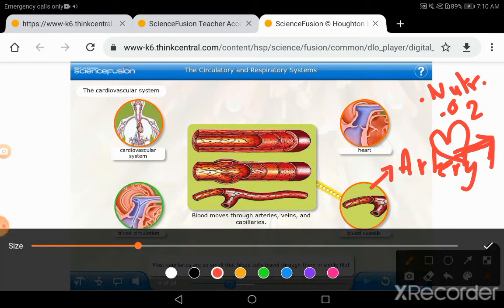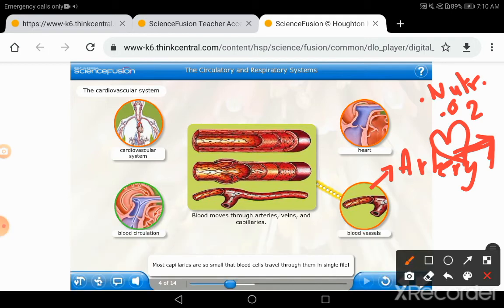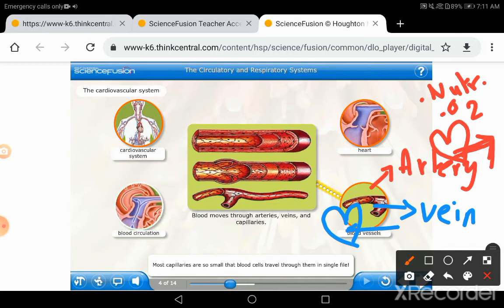The other type, we will use this color, it is vein or veins. Veins, they carry the blood to the heart, from body organs to the heart. So we'll draw it this way. And what does it carry? It carries CO2, carbon dioxide, and waste.